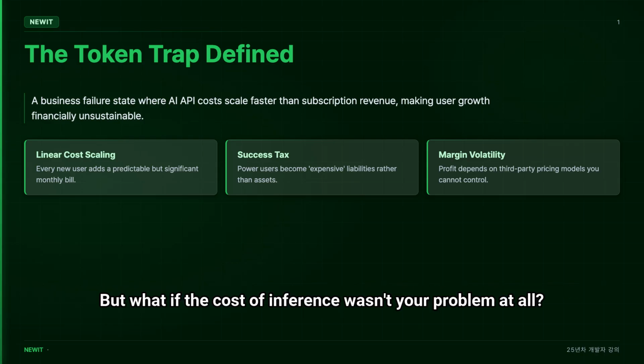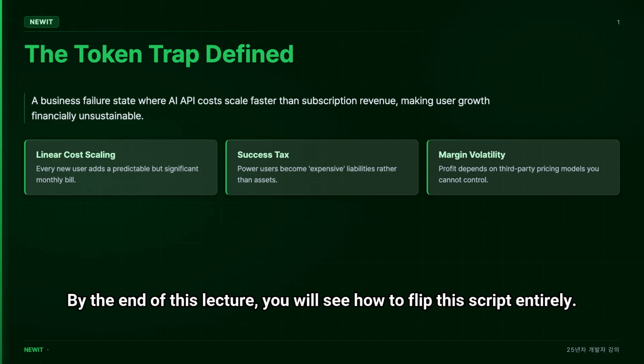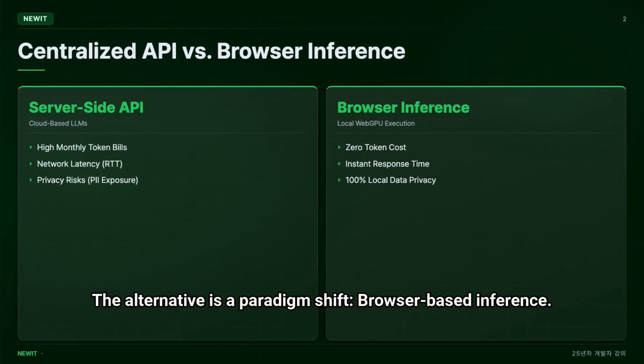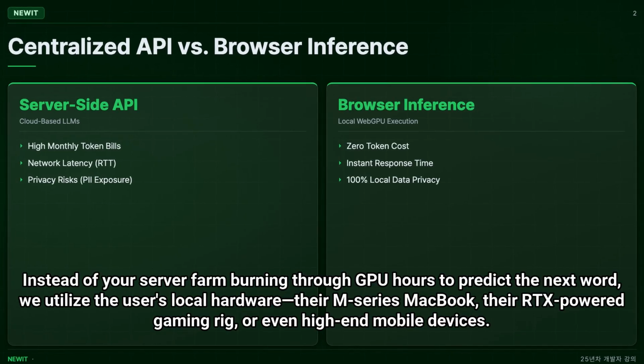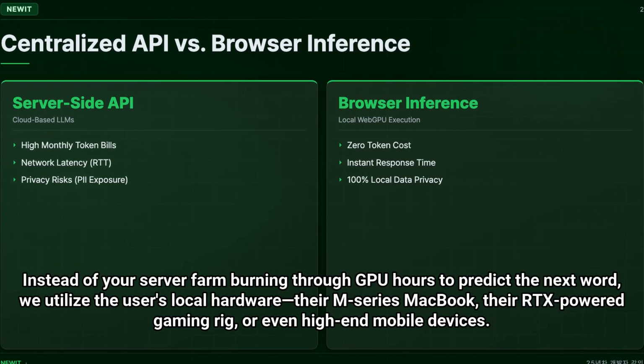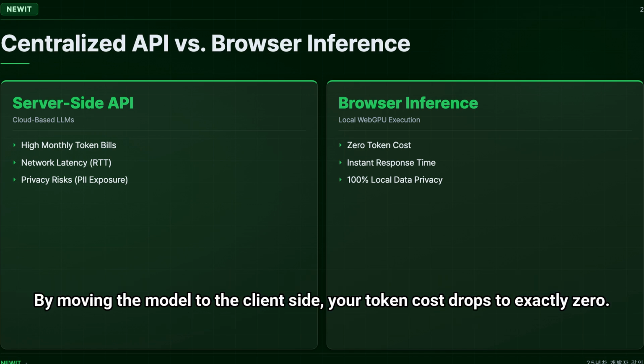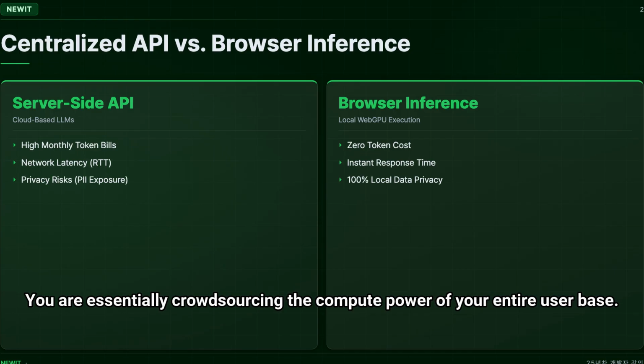But what if the cost of inference wasn't your problem at all? By the end of this lecture, you will see how to flip this script entirely. The alternative is a paradigm shift: browser-based inference. Instead of your server farm burning through GPU hours to predict the next word, we utilize the user's local hardware, their M-series MacBook, their RTX-powered gaming rig, or even high-end mobile devices. By moving the model to the client side, your token cost drops to exactly zero. You are essentially crowdsourcing the compute power of your entire user base.